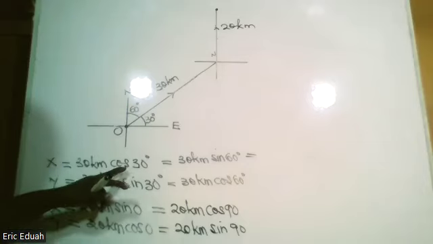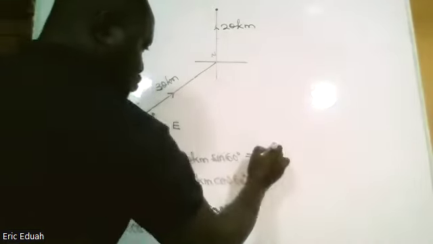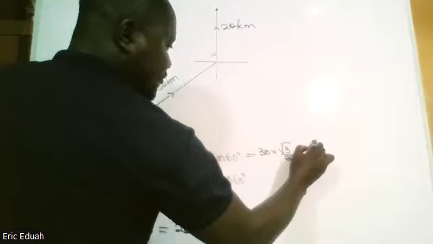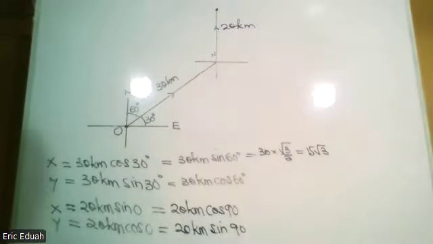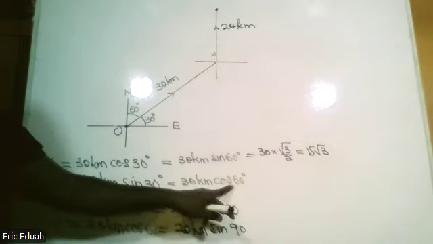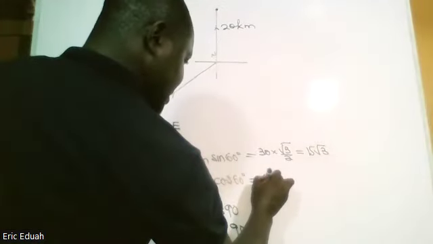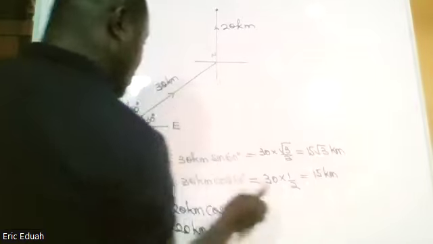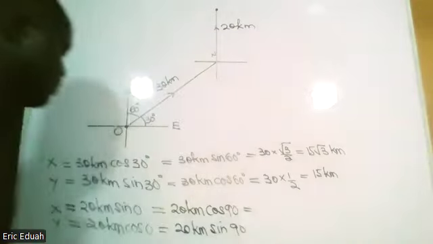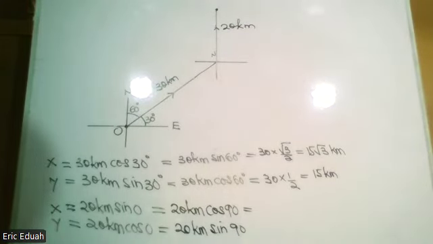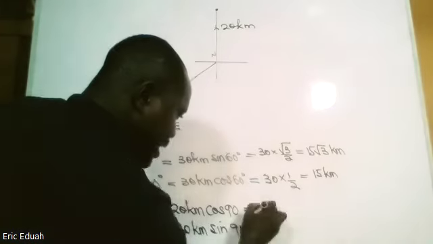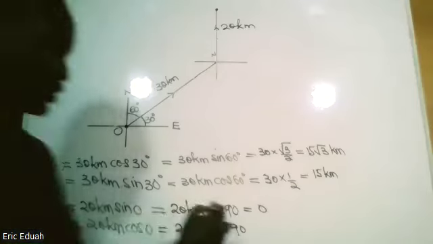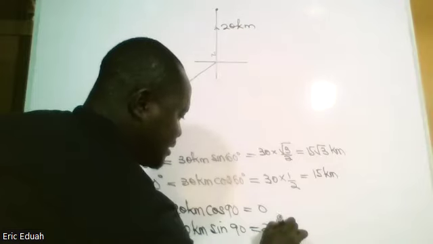Okay. Sine 60 or cos 30 is equal to root 3 on 2. So this will be 30 times root 3 on 2, which is 15 root 3. Sine 30 or cos 60 is half, so we have 30 times half, which is 15 kilometers. So we have resolved this into components. Then let's come to the other component. Cos 90 or sine zero is zero, so this is zero. Then cos zero or sine 90 is one, and so this is equal to 20 kilometers.